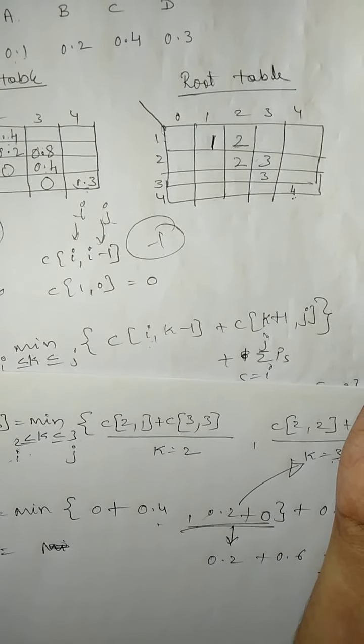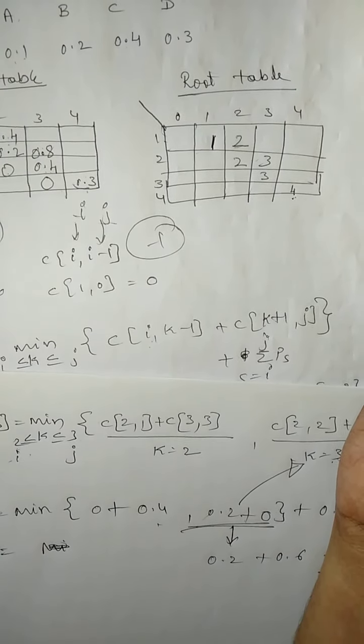Now, next value C34. So this turns out to be around 1.0 and k value 3. So it is 1.0 and the key value 3. Next, I will go for one more value, that is C[1,3]. It is the minimum over k in between 1 and 3. Therefore, k value takes 1, 2, 3.